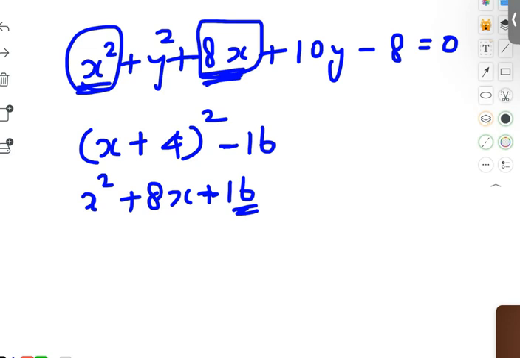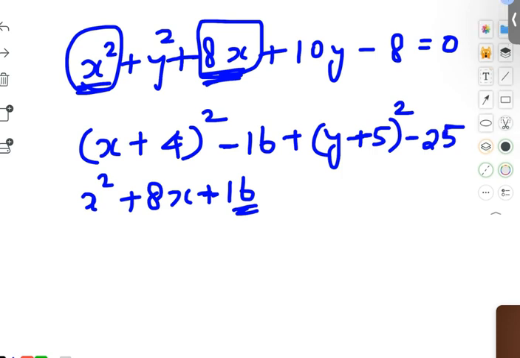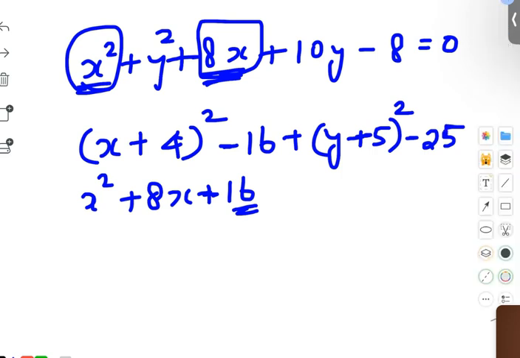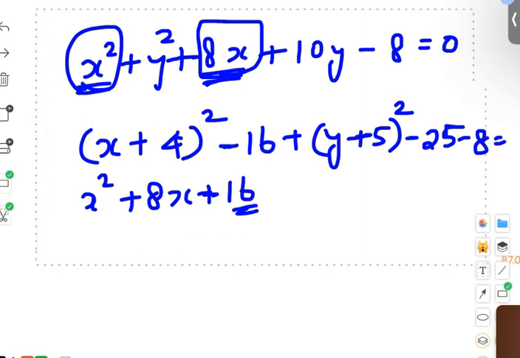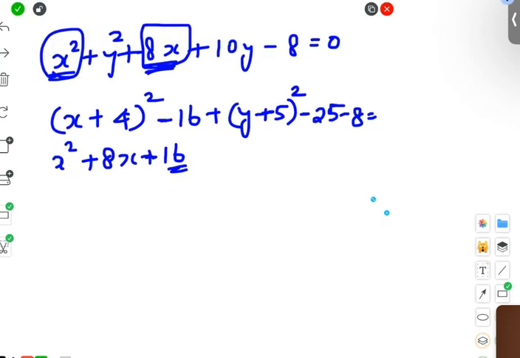What will happen for y square plus 10y? Y plus 5, the whole square. I have added a plus 25, so I need to take out the 25. And you have a negative 8, right? It's already there in the given equation. So now we have not altered anything. We have just written the same equation.